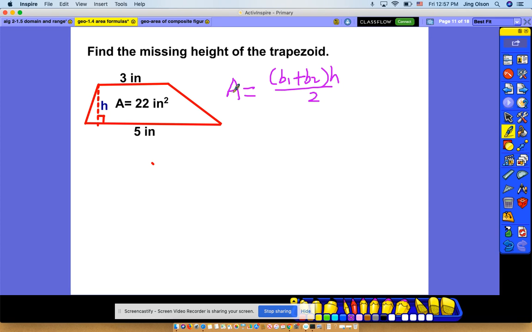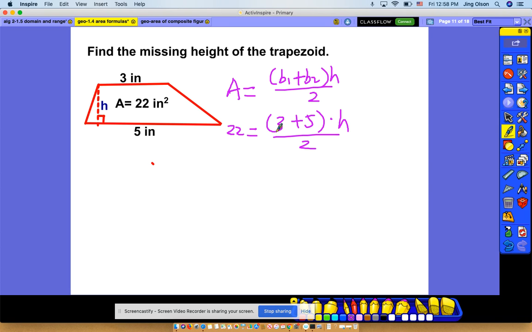Okay, I'm going to plug numbers into this formula. Is A given? Yes, A is 22. Is B1 given? Yes, B1 is 3. Is B2 given? B2 is 5. I don't know the H. So now this formula changes into this.